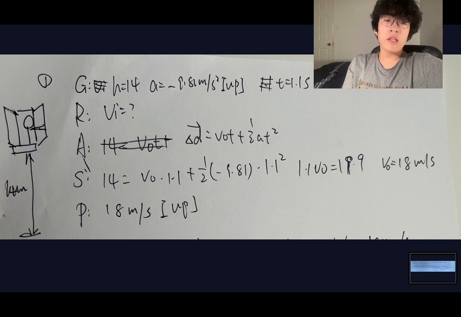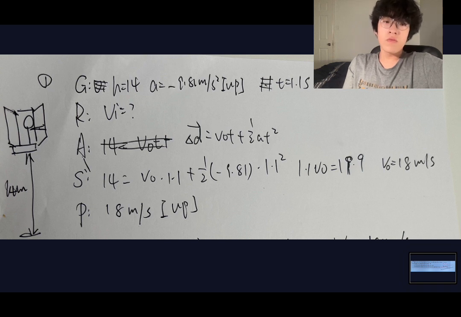The question is asking for the initial velocity, so we need to apply a formula to solve that. The formula I choose is distance equals initial velocity times time plus 1/2 acceleration times time squared. Because we know the distance is 14 meters, the time is 1.1 seconds, and the acceleration is the gravitational acceleration, we can just substitute those data into the formula.